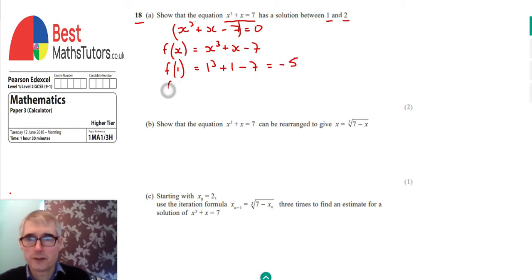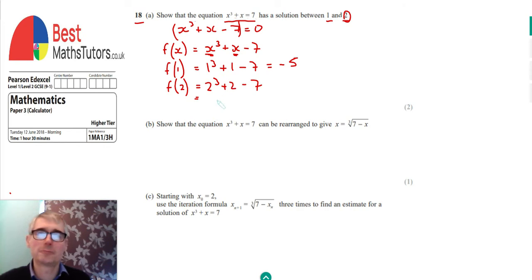If we do the same for x equals 2, so we can write that as f of 2, replacing x by 2, we would get 2 cubed plus 2 take away 7. So it's just a case of replacing the x in this by the number. And if we work that out, 2 cubed is 8, plus 2 take away 7. And then work that out, 10 take away 7 equals 3.